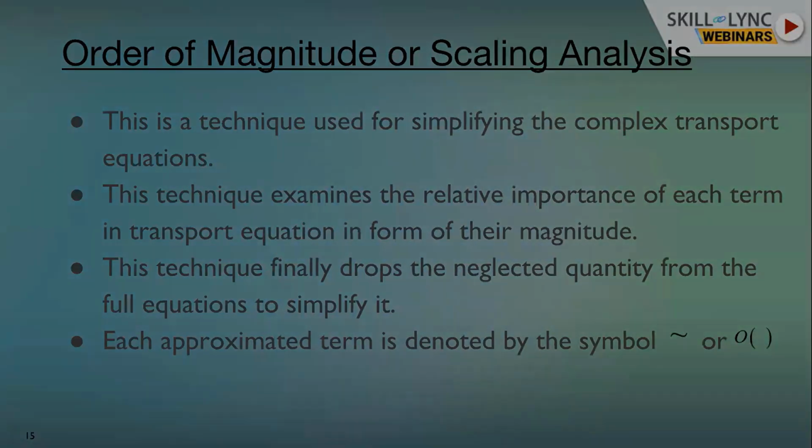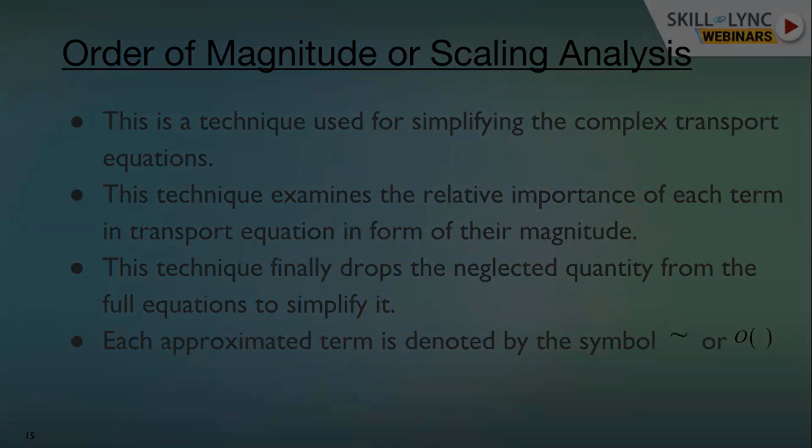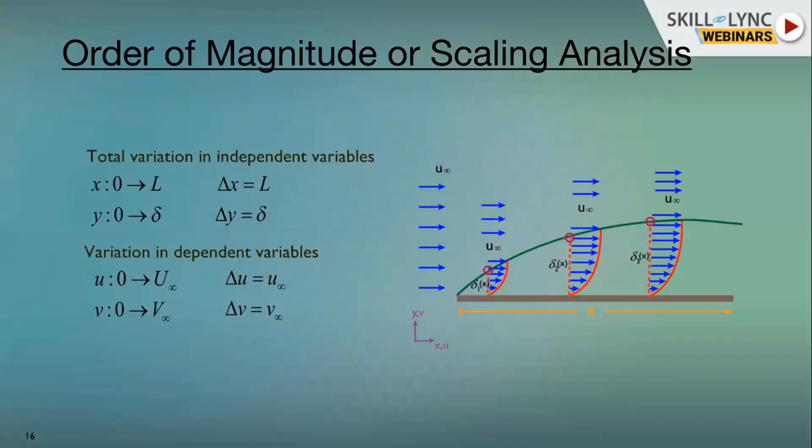Let's come to the order of magnitude analysis, where x and y are the independent variables, varying in the x and y directions. u and v are dependent variables. Let's see the order of x and y. My x is varying from position 0 to the length of the plate, say L. My y is varying from 0 to the thickness of the boundary layer delta, which is again a variable: delta 1, delta 2, delta 3. So my y varies from 0 to delta 1, right?